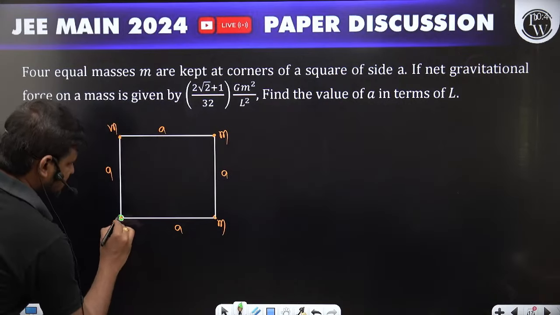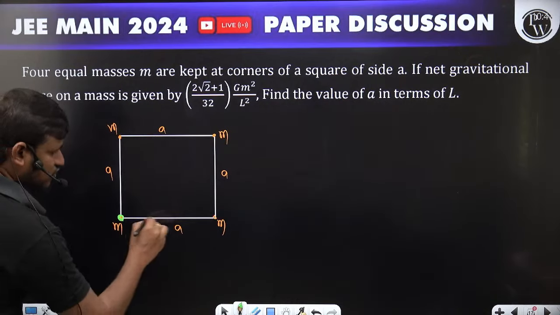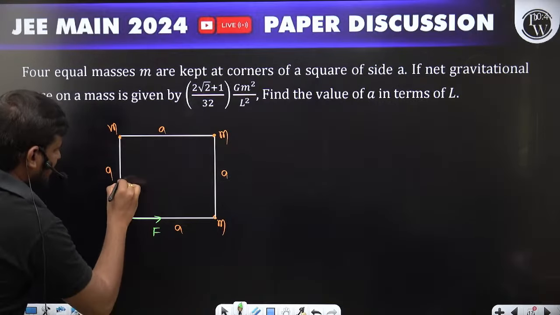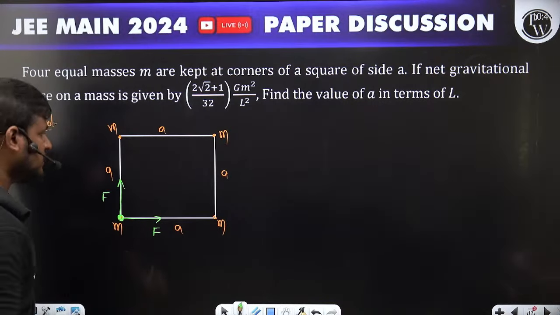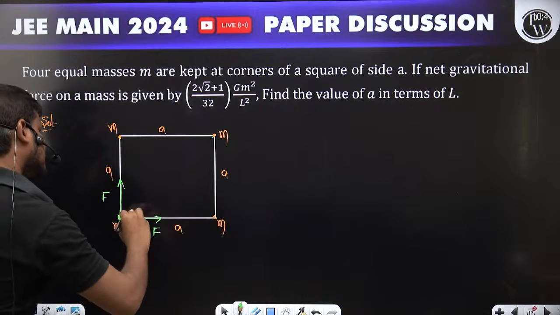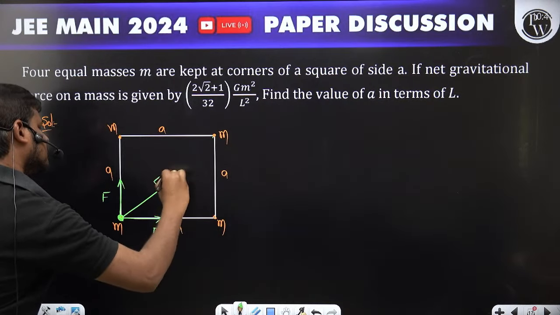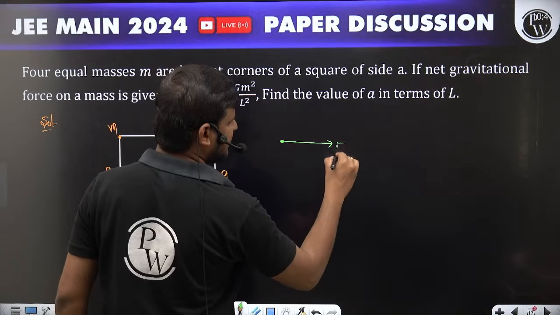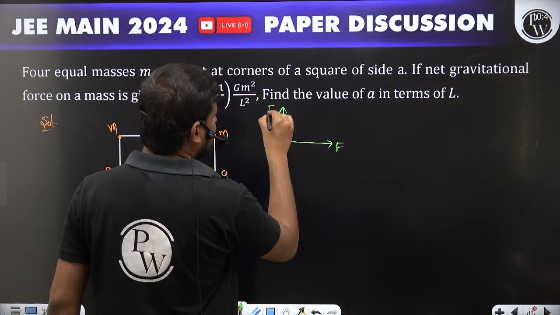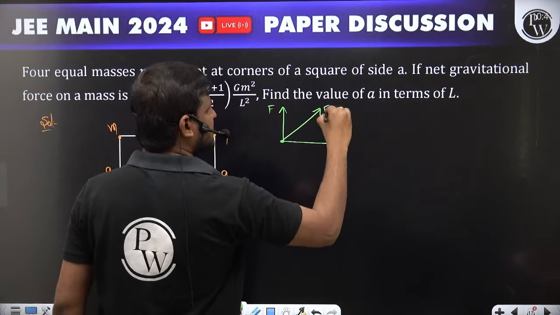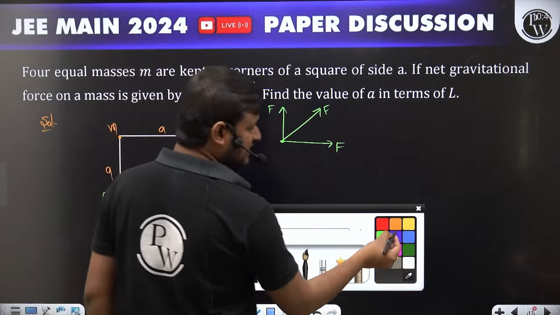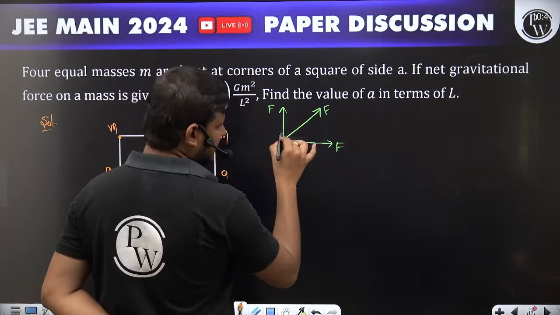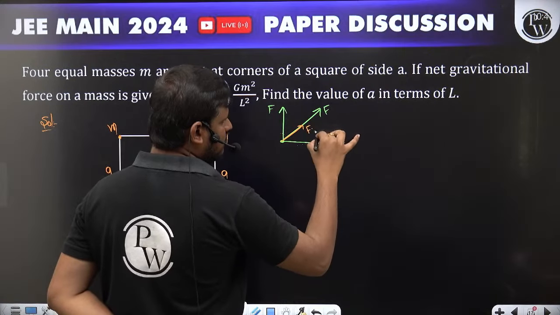Let's consider this mass. The force due to this mass will be F. The force due to this mass will be F. Right? So the three forces: F this side, F this side, and another F this side. Shall I say that the net force will be, the resultant of this F and F will be F root 2.